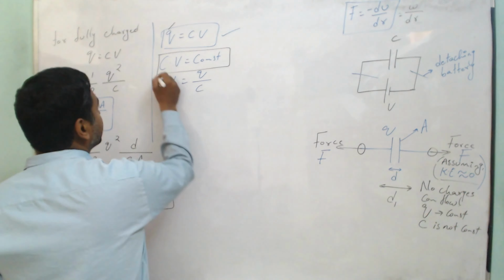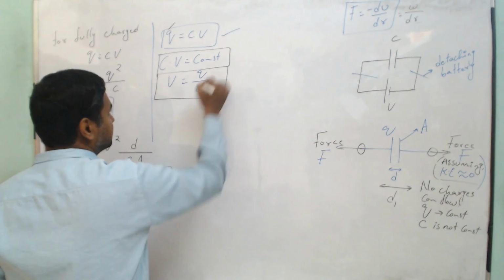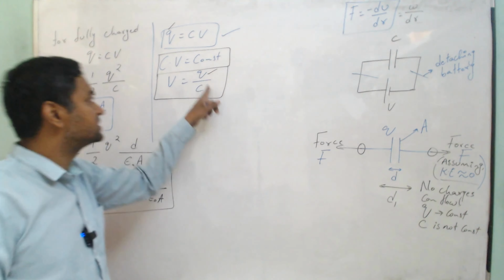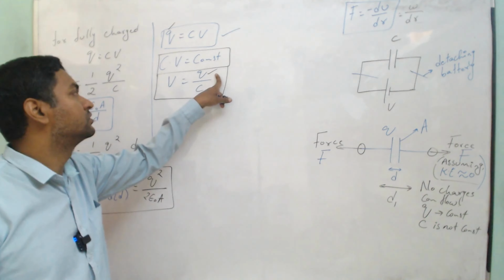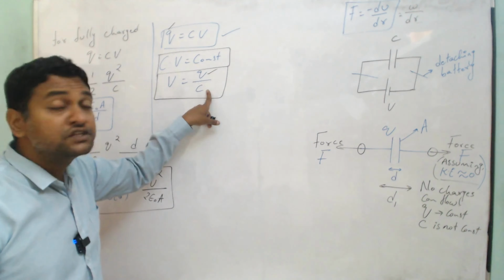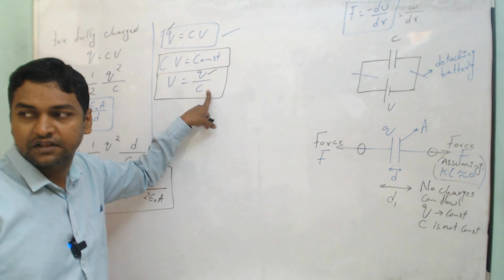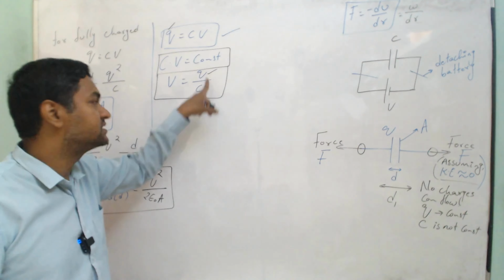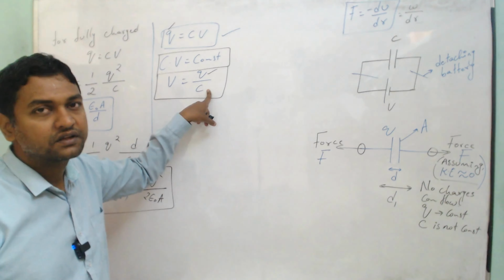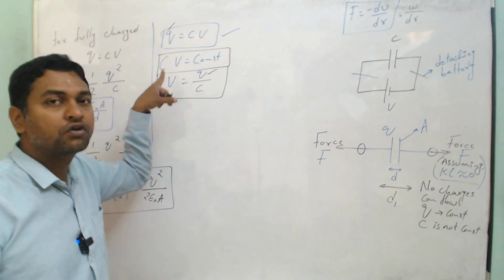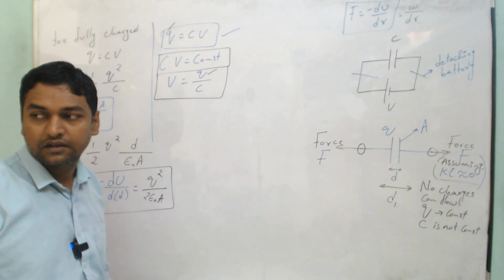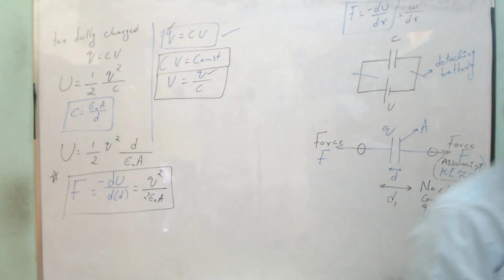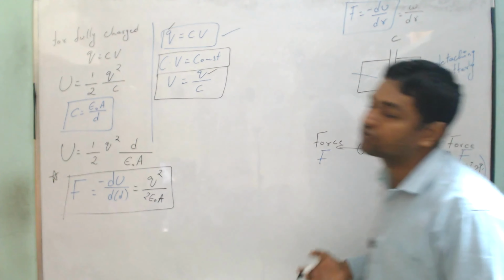Let me write V as Q by C, where Q is a constant. Q is a constant, C is not a constant. Will V be a constant or not a constant? It should not be a constant. It's like y is equal to 3 by x. When x is not a constant, y is also not a constant.